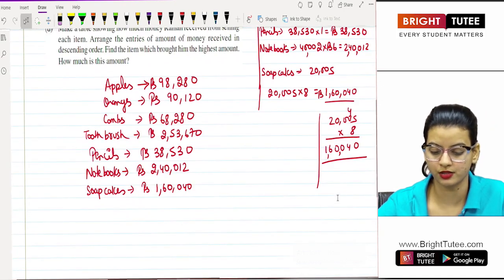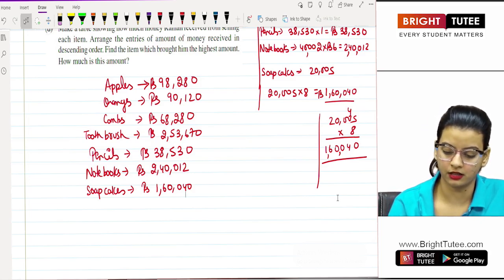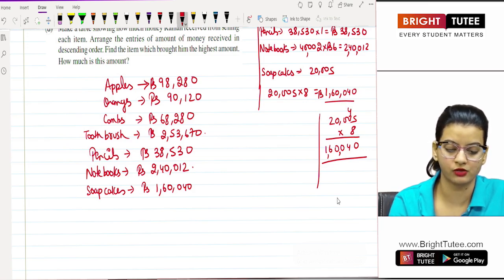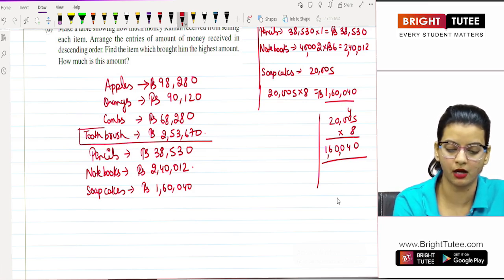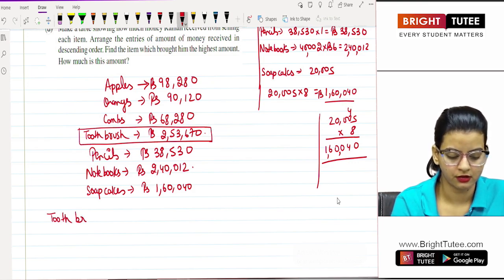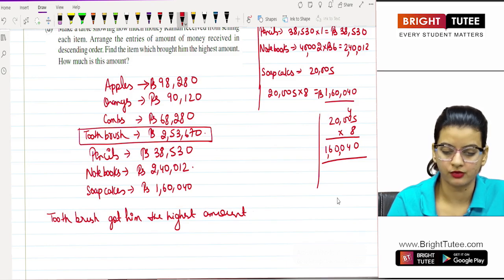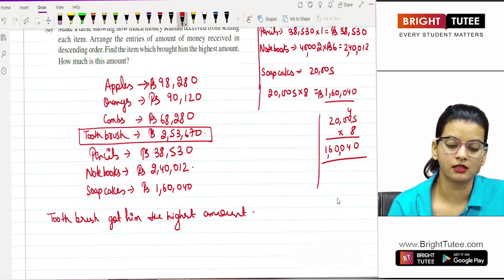So the item which brought him the highest amount is, I think, this is 1,60,000, this is 2,40,000, and this is 2,53,670. So I think toothbrush got him the highest amount. So I will write that toothbrush got him the highest amount.